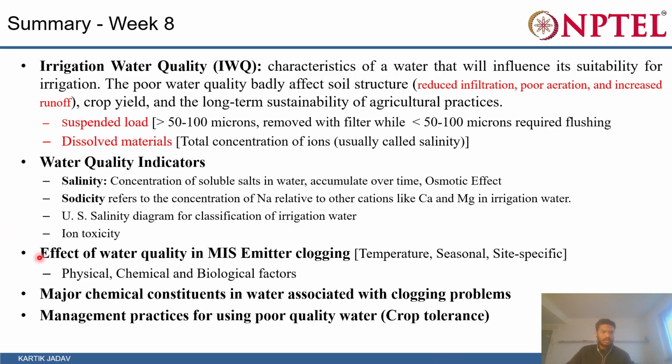Then we have also talked about the effect of water quality in micro irrigation systems, emitter clogging. Obviously, if you have poor water quality, a higher suspended load, it will definitely require a filtration system. Otherwise, it will cause clogging in drip irrigation systems or micro sprinkler irrigation systems, because you know that this kind of system has a very small diameter at the outlet, and that overall impacts it.